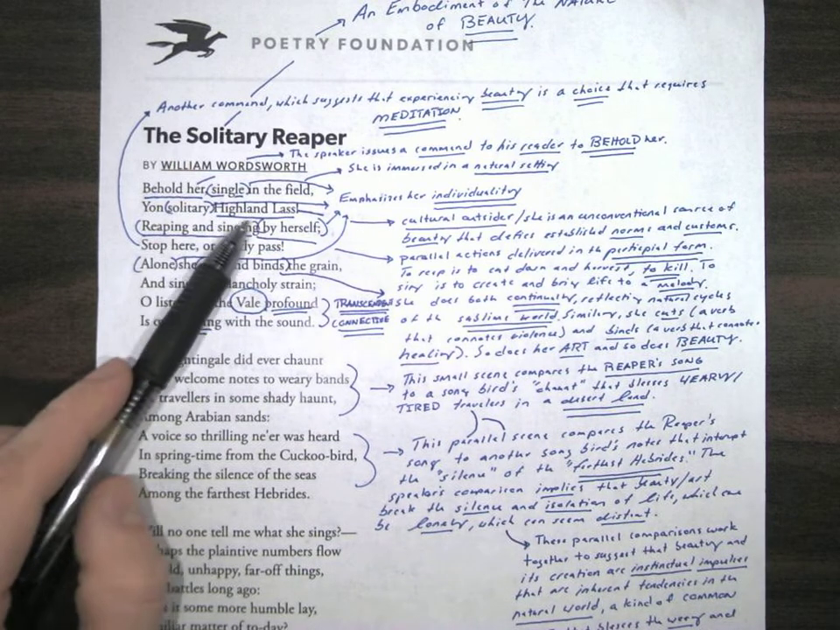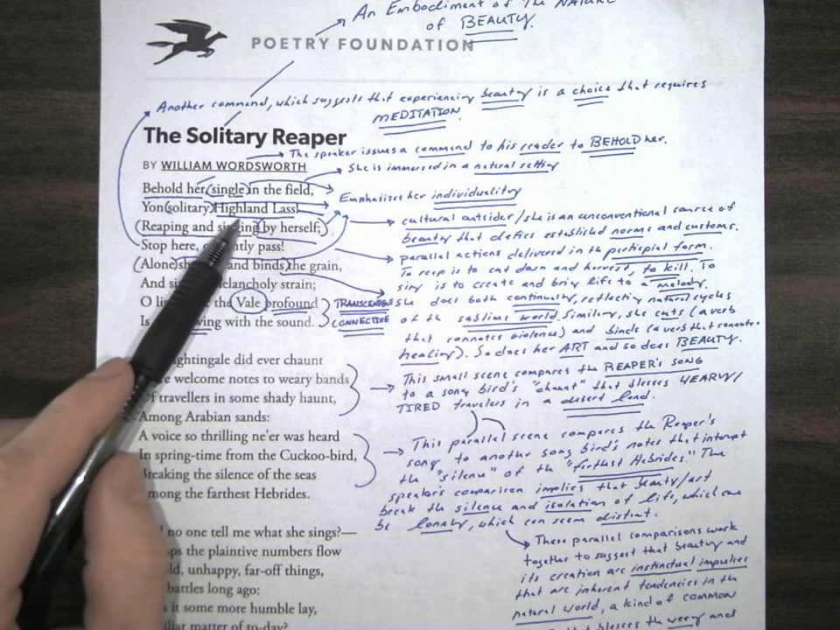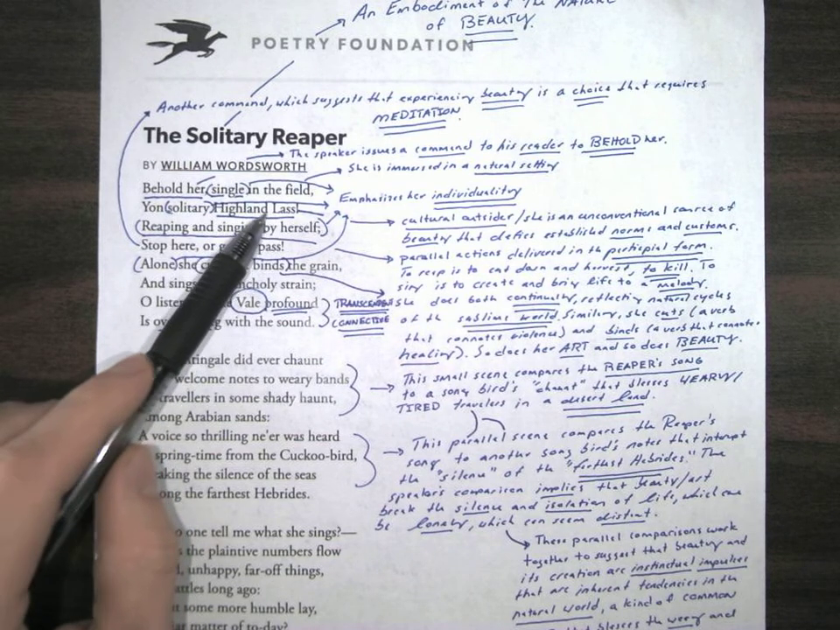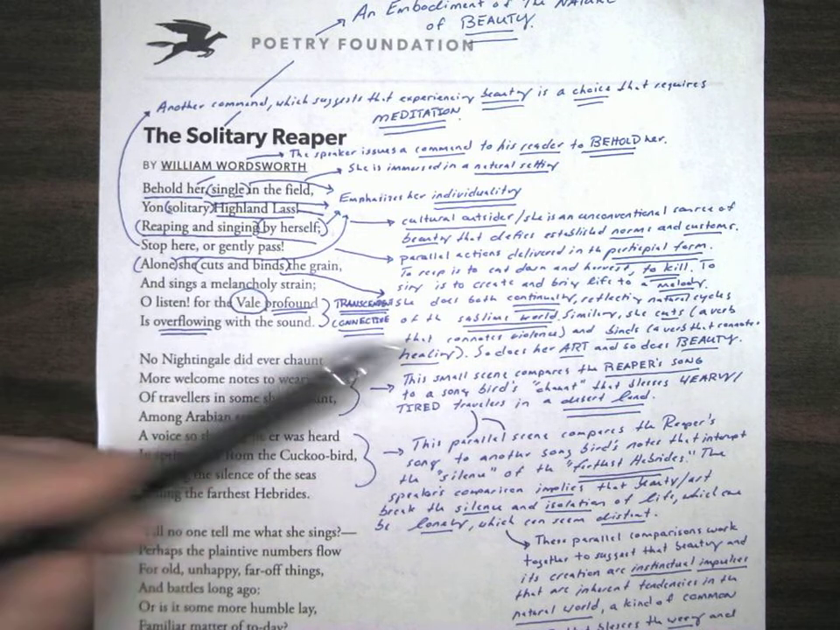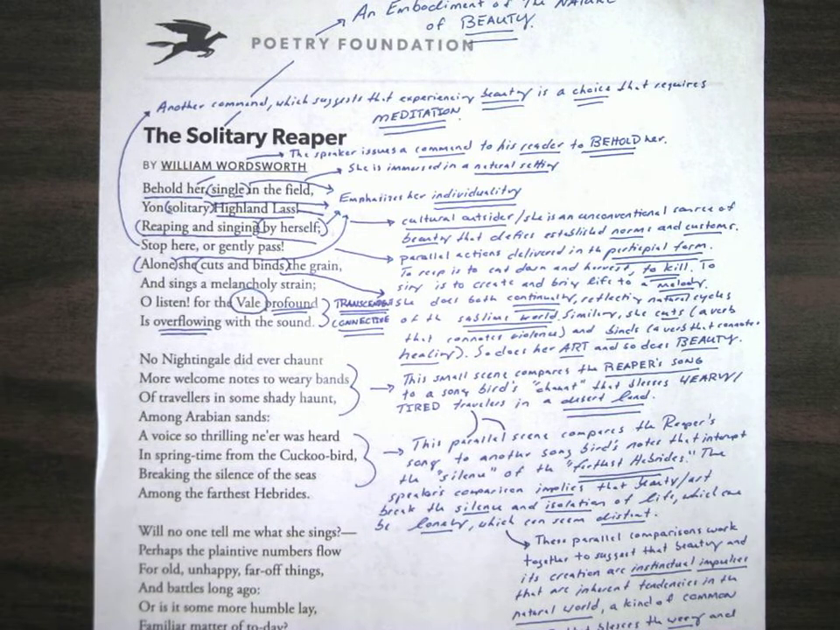Yon solitary Highland lass. Now, it's interesting that she's a Highland lass. Right? This character, the solitary reaper, is described not just as any old girl, any old woman, but rather a Highland lass, which signals something to the intelligent reader. She's a cultural outsider. She's an unconventional source of beauty that defies established norms and customs.